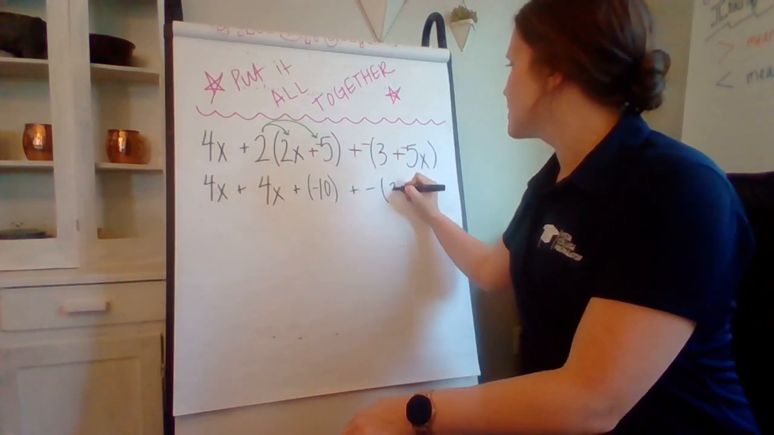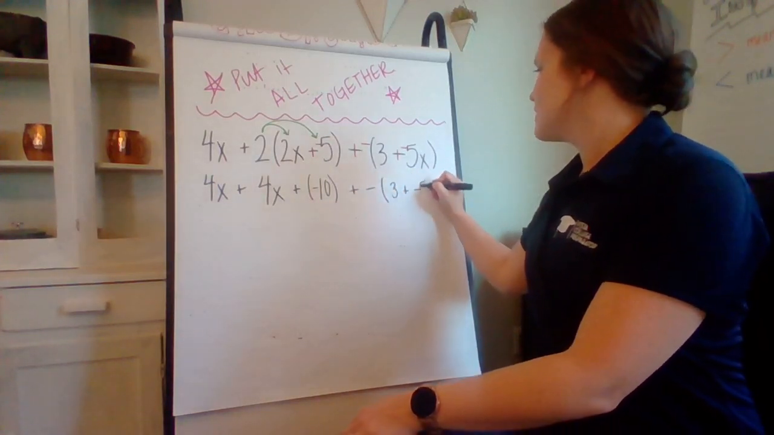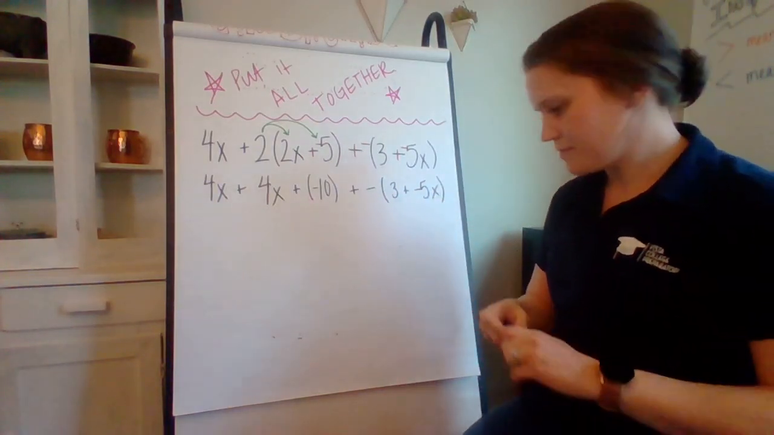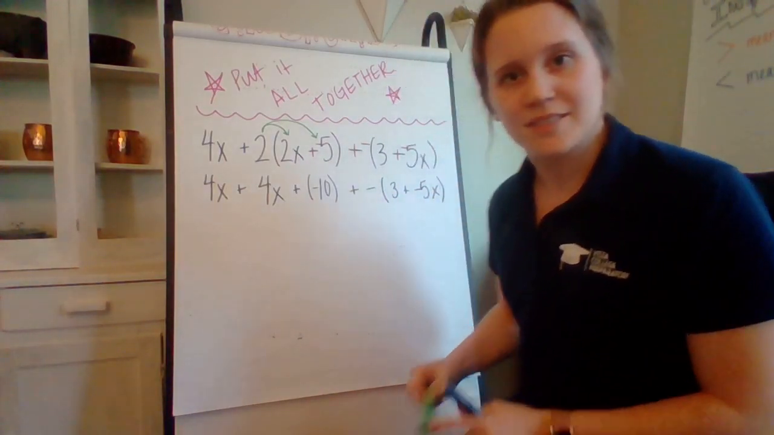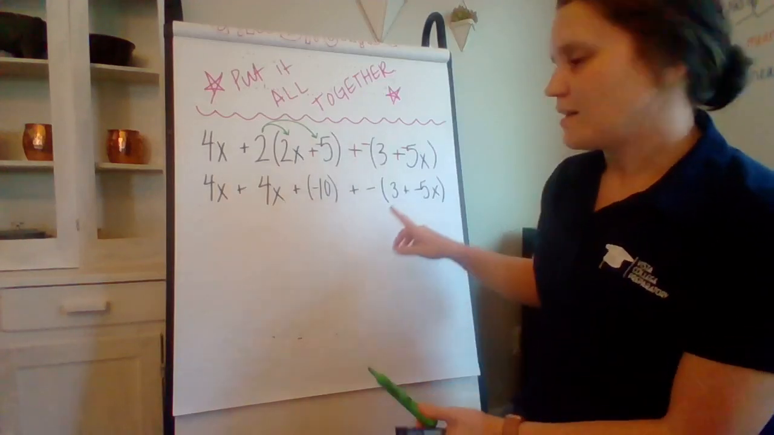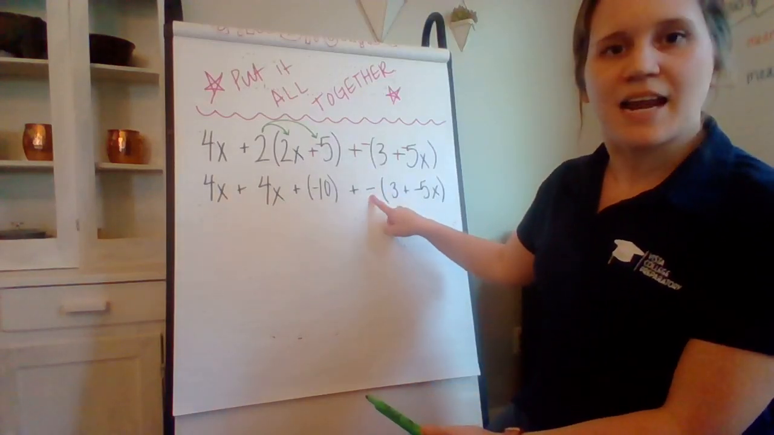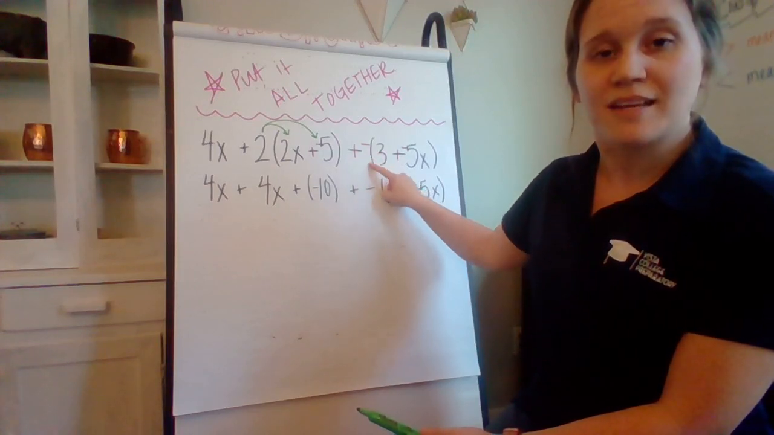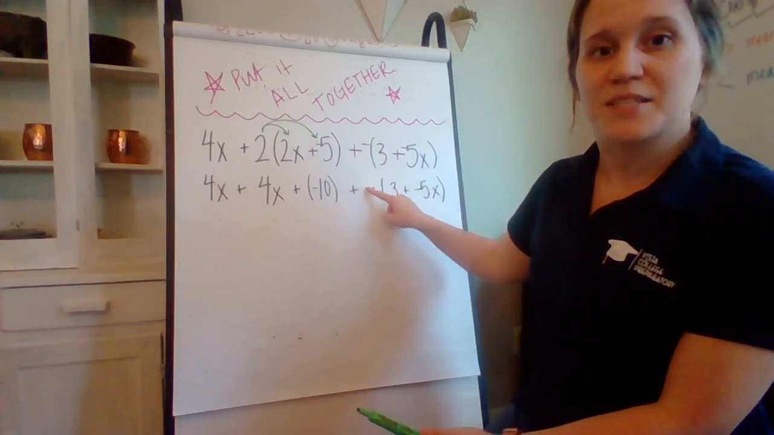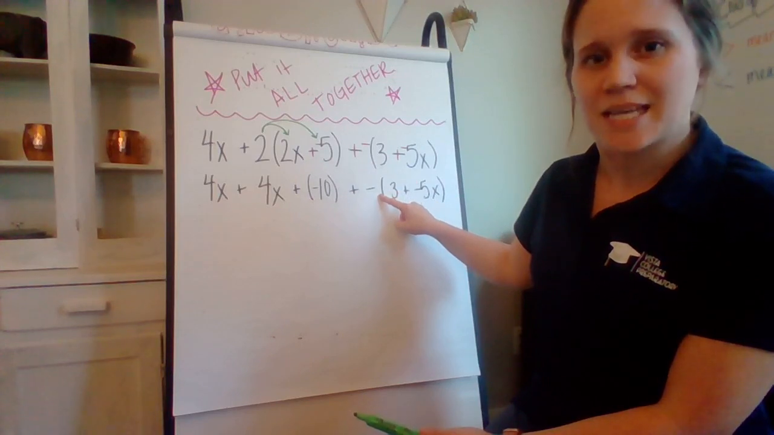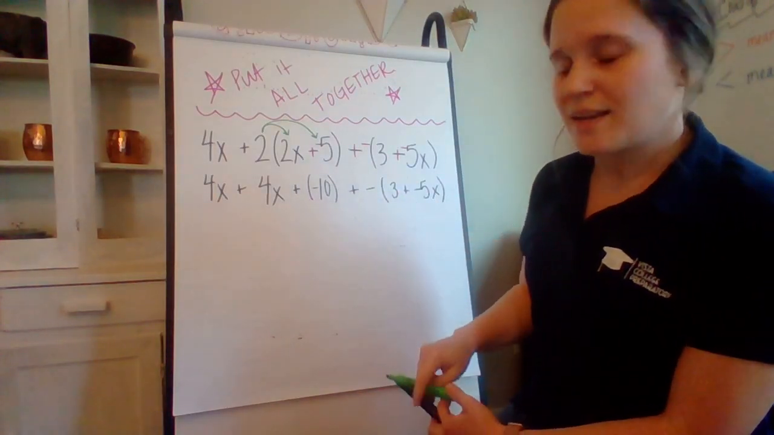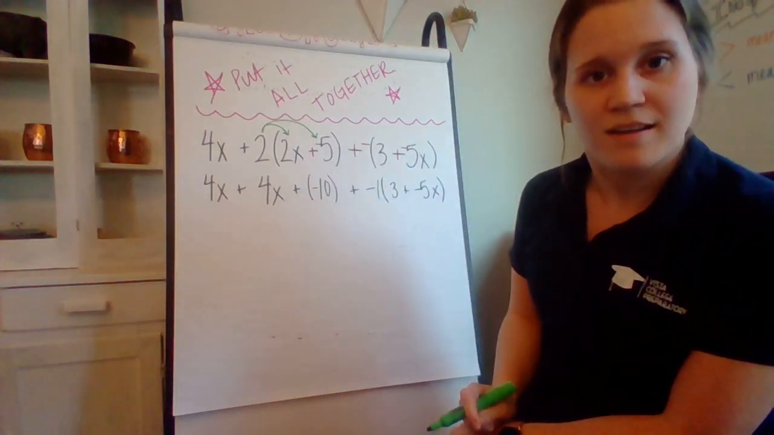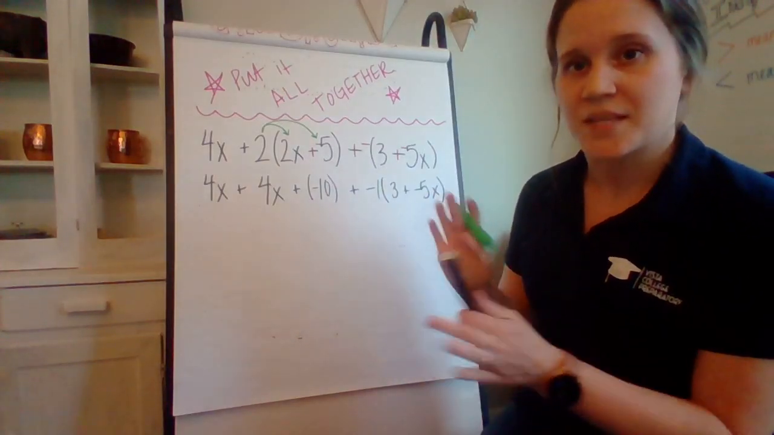Negative parentheses 3 plus negative 5x. We are getting close. I've got now a negative sign outside the parentheses. Remember before that was just a subtraction and then a parentheses. Now it's plus a negative parentheses. What does that mean? All that means is that this negative sign is sort of like a negative 1 that needs to be distributed. That's all it is.